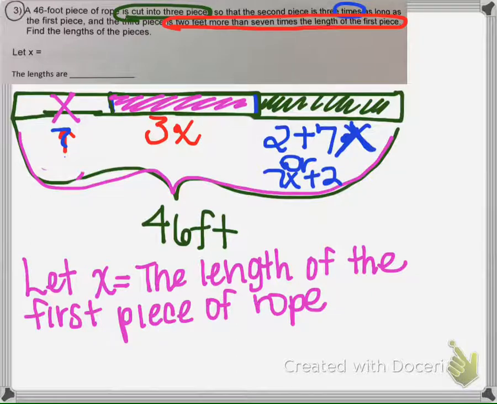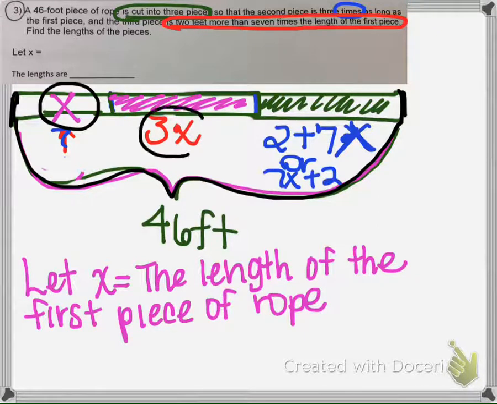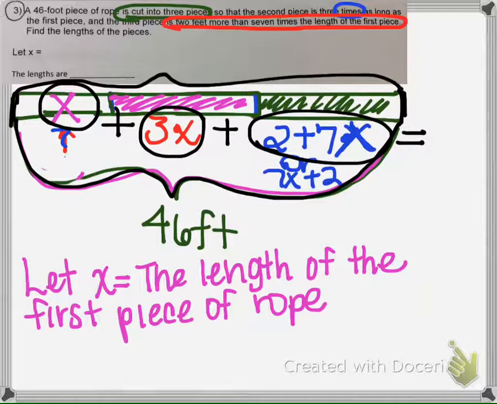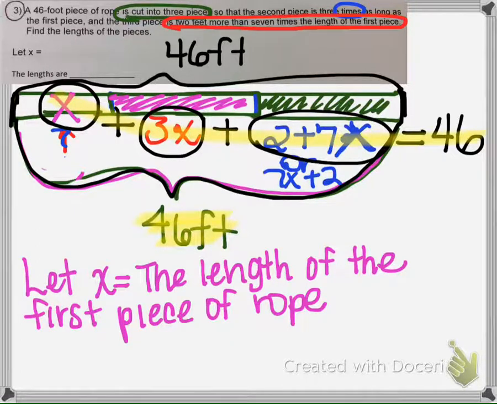Okay, so now we have to find the length of the pieces. So we know that the whole length altogether from one end of the rope to the other, that is 46. So if we take x plus 3x plus 2 plus 2x, if we take all of that and we add it, we know that the length all the way across, they said, is 46 feet. So we're going to set it equal to 46 since all of them together should equal the 46 feet. So we have an equation now right here that we're going to go ahead and solve.